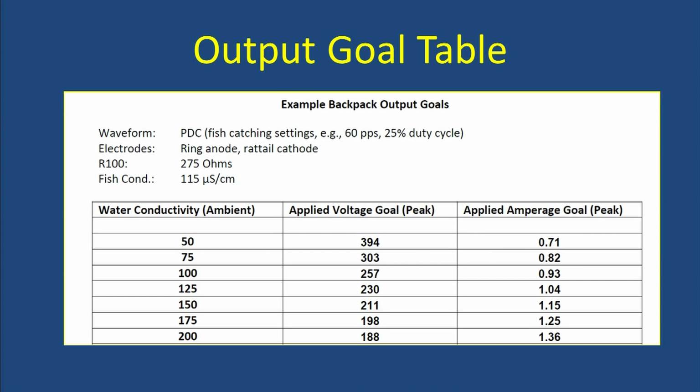So if you're just going by voltage, you just go out into the stream and deploy your electrodes in 1.5 feet or 2 feet of water and up the voltage till you come up with about 303 volts. Or do the same thing and watch the ammeter and adjust the voltage so you get about 0.82 amps. So that's an output goal table. We'll talk about that more later, but that just guides you. It's a guidance for your initial settings that you start out with.